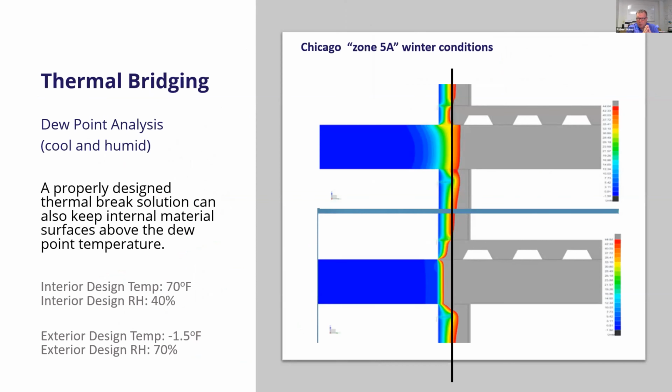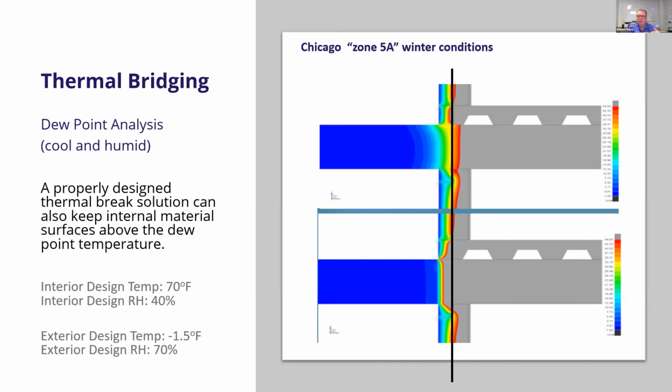Thermal breaks are typically used to reduce heat loss in structural connections. True. But thermal breaks also serve a secondary purpose, which is to help keep the material surfaces within the wall assembly above the dew point. Here I've taken our beam model and I've taken a slice through the middle of it.